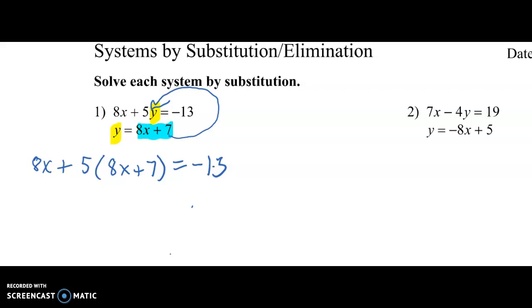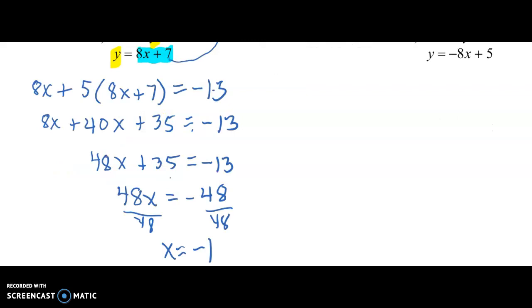So now you notice after we're done with the substitution that we are looking at an equation with just one type of variable, in this case, the x's. All right, so once we've accomplished that, now we're going to go ahead and solve for x in this equation. When we solve for x, we get x is equal to negative 1.